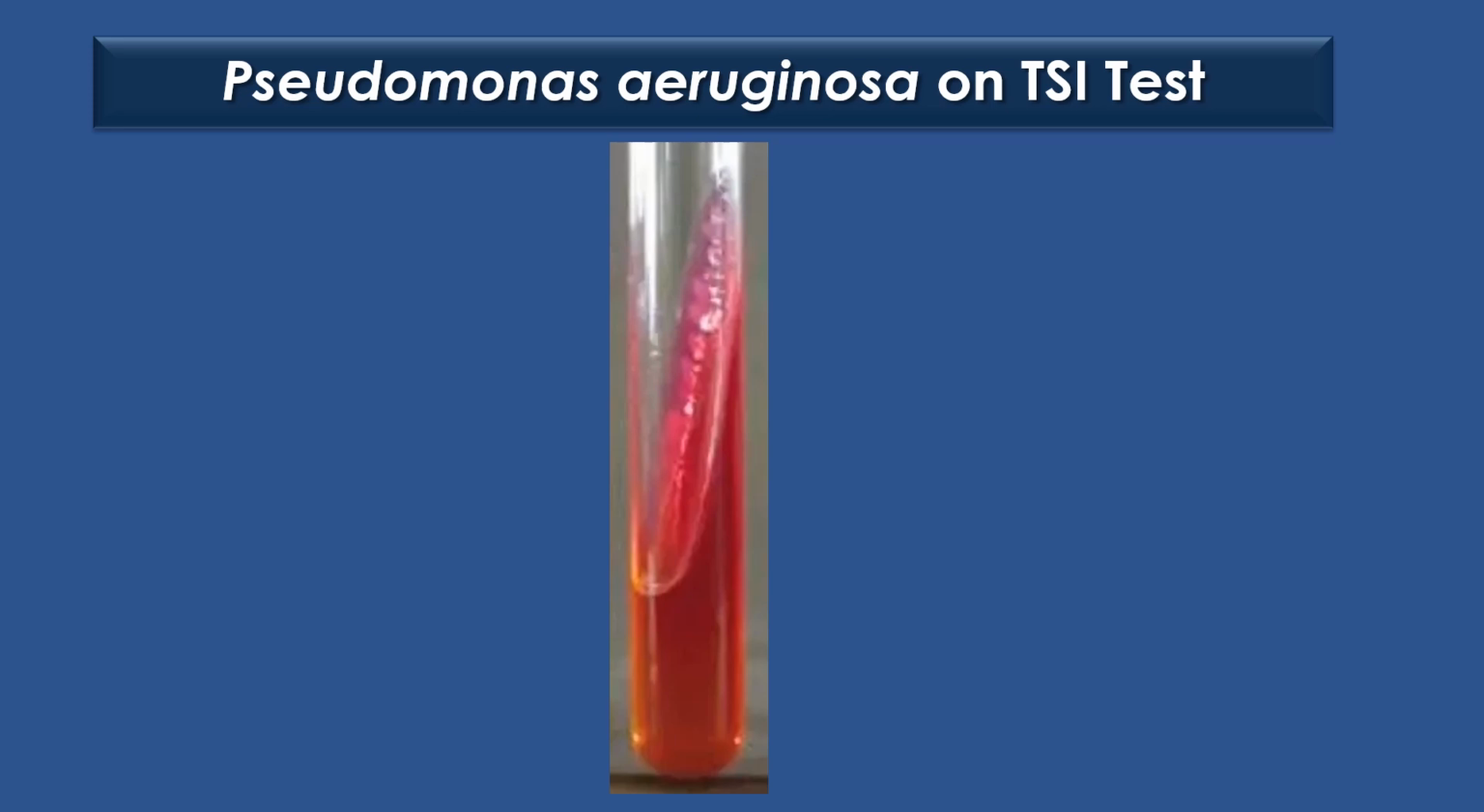This image shows Pseudomonas aeruginosa on TSI test. In TSI agar, Pseudomonas aeruginosa produces alkaline butt, alkaline slant, no H2S production and no gas production.